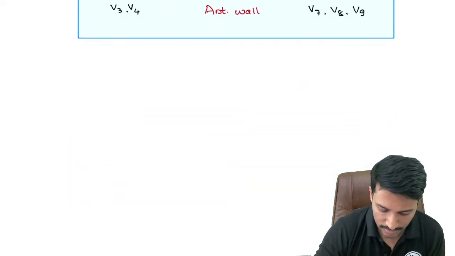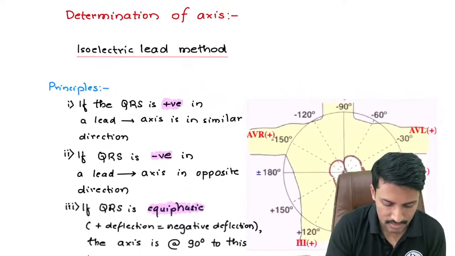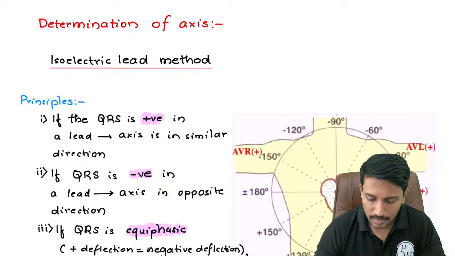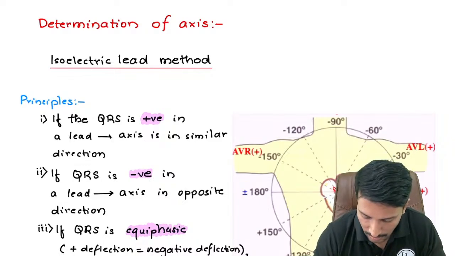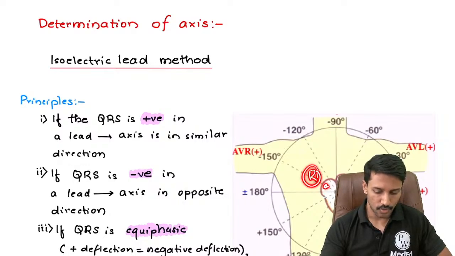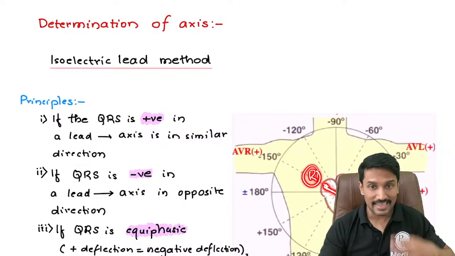Now having understood that, we will come to the real crux, that is the determination of axis. When electrical impulse moves in the heart, it is moving in multiple directions, right? It started in the SA node, on the right side of the body. Then it is moving towards the ventricle, left and right ventricle. So it is moving from right to downwards, towards left and towards right. But what is the net axis?